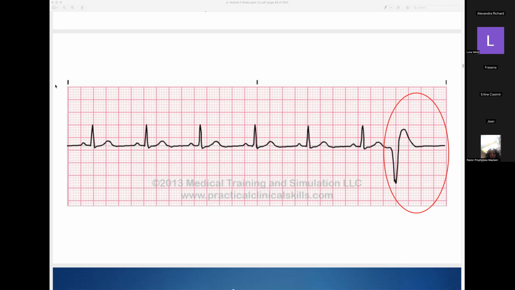Yes. So what I have circled here is called a premature ventricular contraction. A premature ventricular contraction is basically the ventricles contracted before they should have. That's why it's called a premature ventricular contraction. And it has a very wide and bizarre appearance. So I have a question for you. Is this still sinus rhythm?